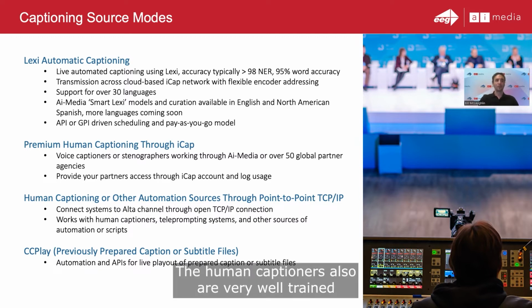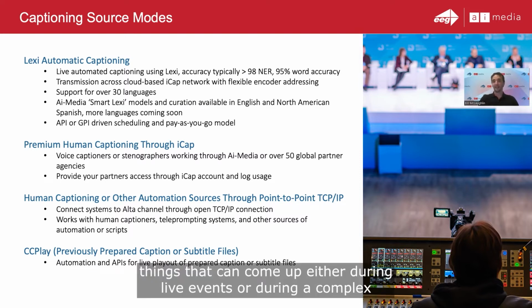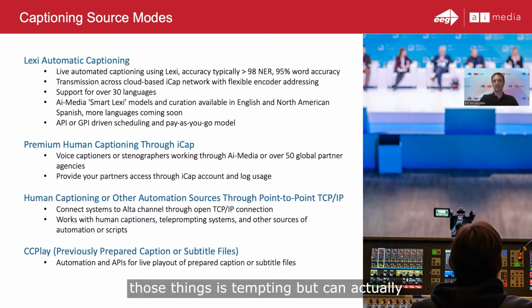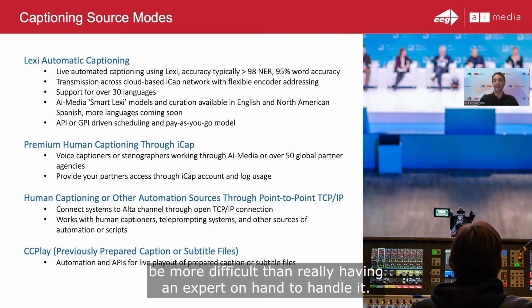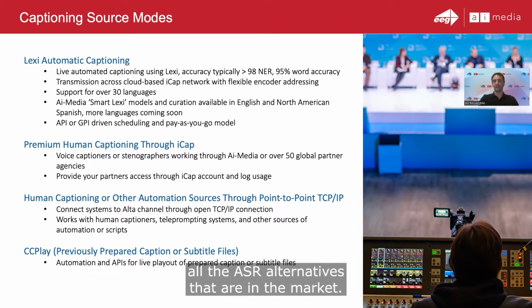The human captioners also are very well trained to handle all the unexpected things that can come up, either during live events or during a complex broadcast schedule, where automating some of those things is tempting, but can actually be more difficult than having an expert on hand to handle it. That guarantee of having your own expert working the job still is one of the keys to why premium human captioning is so widely used, despite all the ASR alternatives that are in the market.